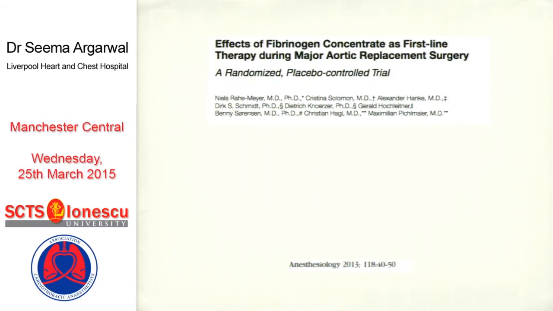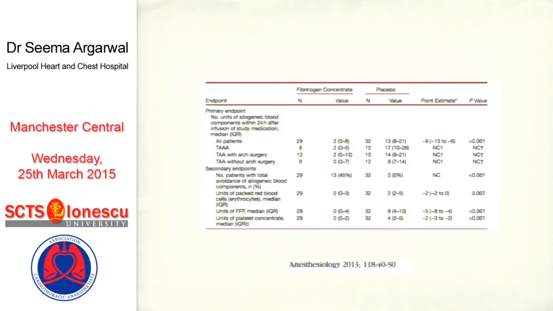In 2013, the same group published further work in this area, this time a placebo-controlled study. They used the same methods as before, using the FibTem to guide their fibrinogen concentrate, giving fibrinogen concentrate to get to a level of about 3.6 grams per litre. In this trial, they divided the patients into placebo and fibrinogen concentrate groups. Again, the primary endpoint was blood components in the first 24 hours after administration of the IMP. And you can see that, again, they had very highly significant results. Reduction of transfusion in red cells, FFP, and platelets.